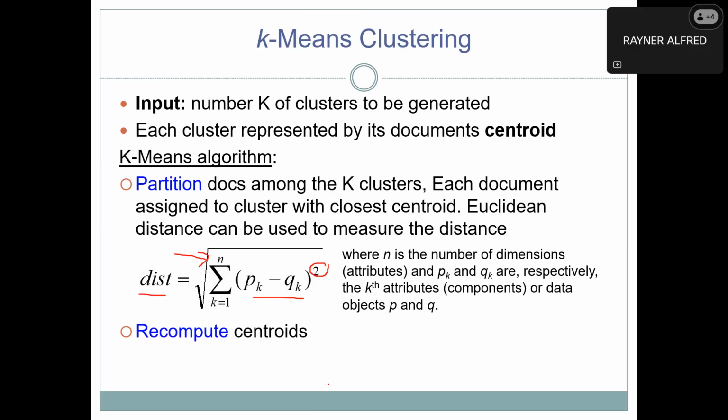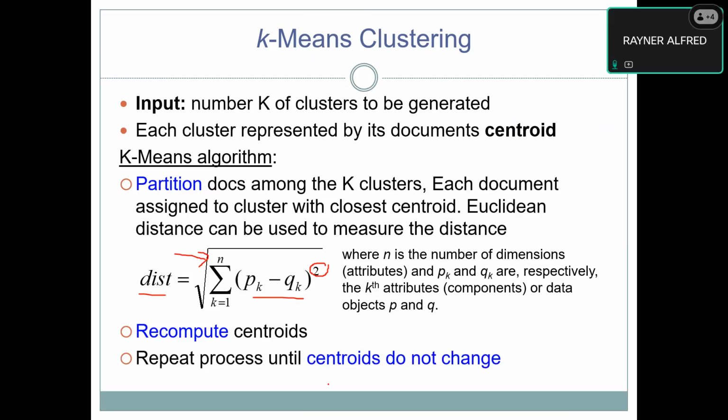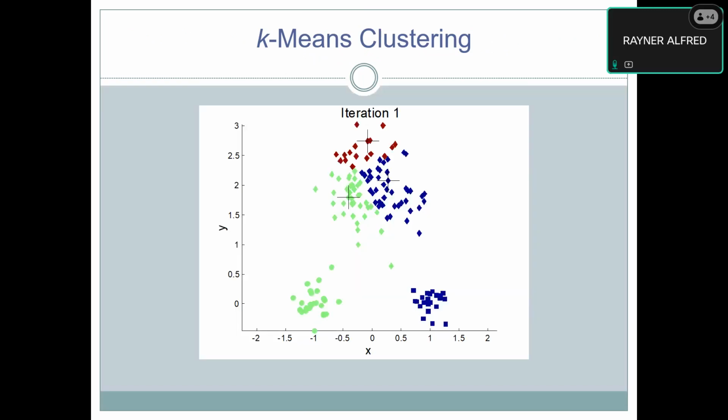Okay. And then once we perform the assignment of all the members to the centers, we need to recompute the centroid in order to redo the whole process. We redo the whole process until there is no centroid change. Okay, so this is the basic illustration.